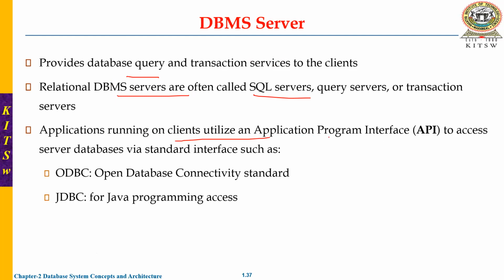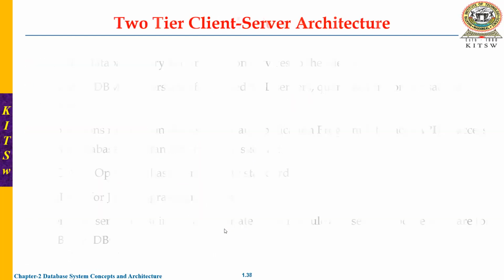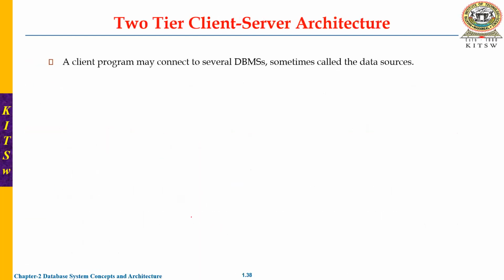Applications running on clients utilize an application program interface to access the server's databases via a standard interface such as ODBC or JDBC. ODBC is the Open Database Connectivity standard, and JDBC is Java Database Connectivity. This is to connect from front end to back end, that is, from the application program to the database server. We use these connections. The client and server must install the appropriate client module and server module software of ODBC and JDBC. Two-tier client-server architecture.